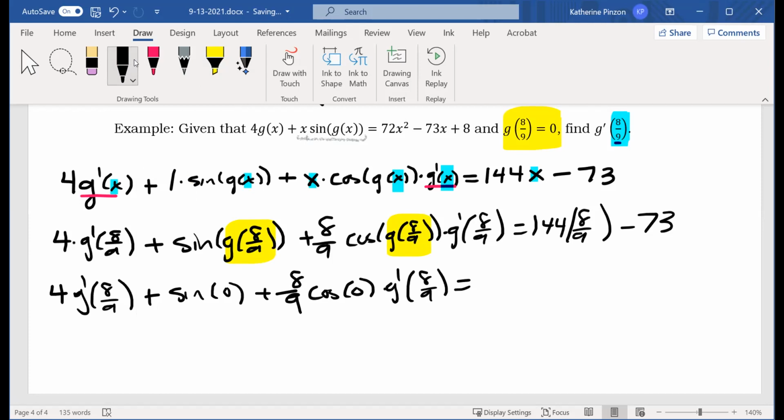144 times 8/9 minus 73 is what? 128 minus 73, 55. If you put this whole right-hand side in your calculator, there's no g's on that right-hand side at all, right? So that's only numbers.